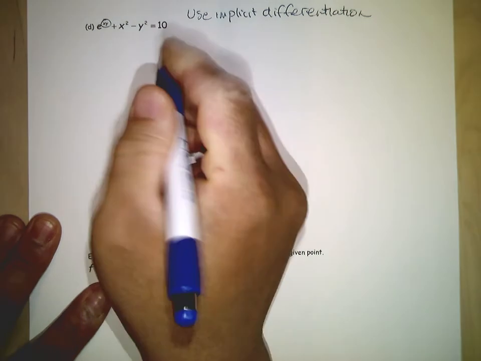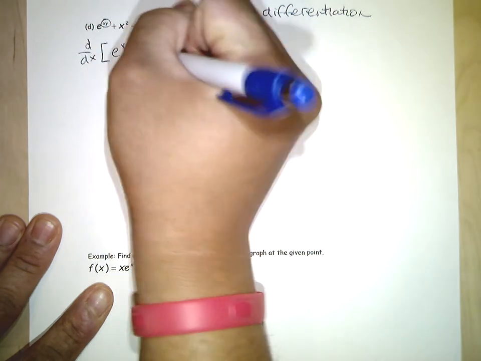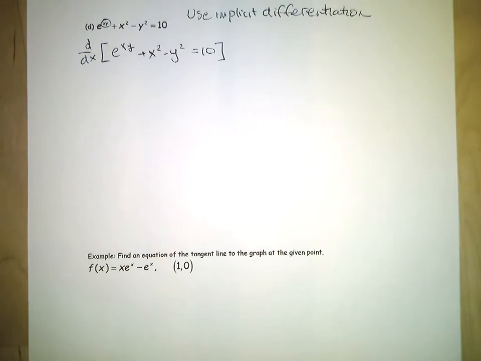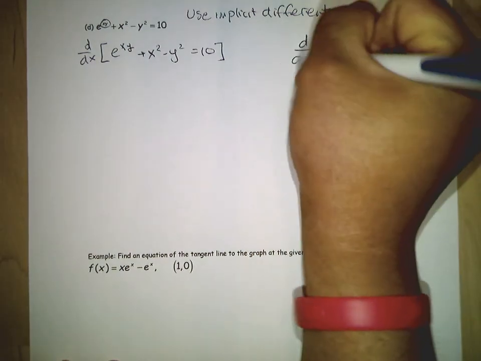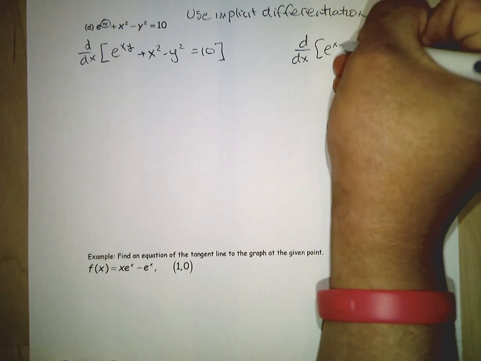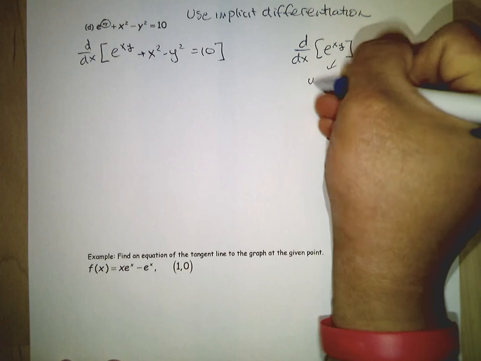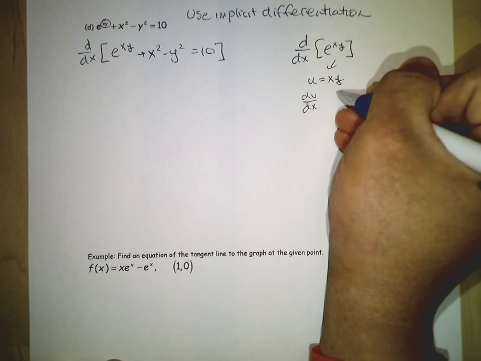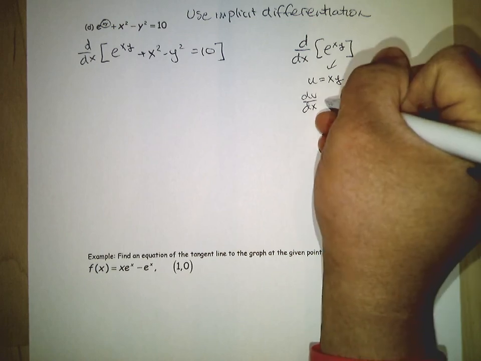Or you could solve this for y, but I don't think you really want to. So d/dx of the entire equation here, e to the xy plus x squared minus y squared is equal to 10. Just for the derivative with respect to x of e to the xy, let's remember that if u is xy, then we need du/dx, which is the derivative of this exponent x times y here. So we need to use the product rule.